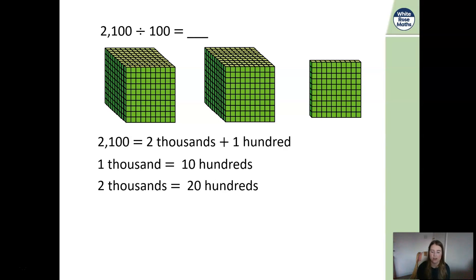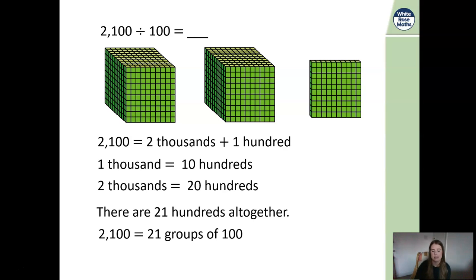Therefore, if we doubled that and we had 2 thousands, I've got 20 hundreds altogether, but that's only altogether for my thousands, as I have my additional 100 over here. So if we added those all together, we have 10, we have 20, add another one, which means that there are 21 hundreds altogether. Therefore, my answer is the same as saying 21 groups of 100. Therefore, the answer is 21.